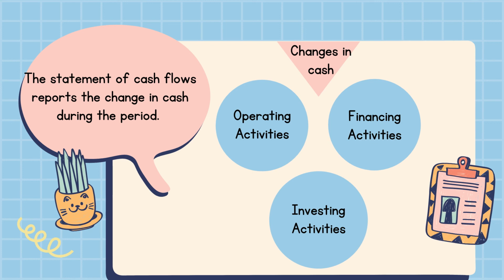Operating activities involve cash receipts for services and cash payments for expenses. Investing activities include the purchase and sale of land and equipment for cash. The third section, financing activities, includes cash contributions by the owner and withdrawals of cash by the owner.